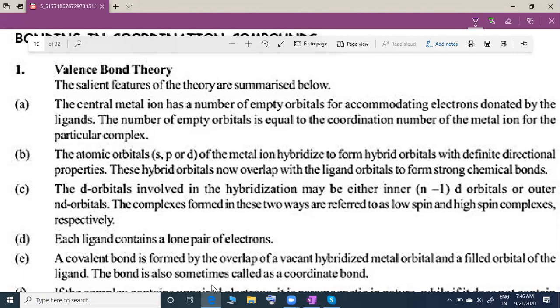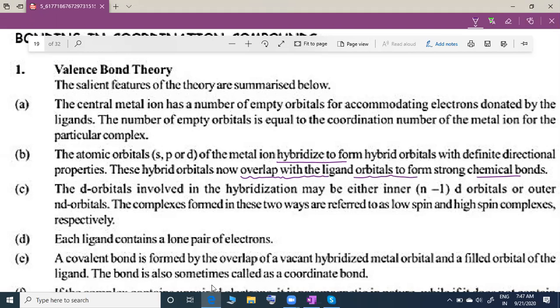So they are undergoing hybridization for hybrid orbitals with definite directional properties. These hybrid orbitals now overlap with the ligand orbitals to form strong chemical bonds. So this is the point here. Who is overlapping very strongly? That is a strong bond. If that is not forming strong overlapping, that may not be a good bond, so you can break it easily.